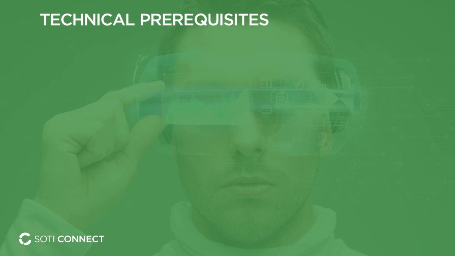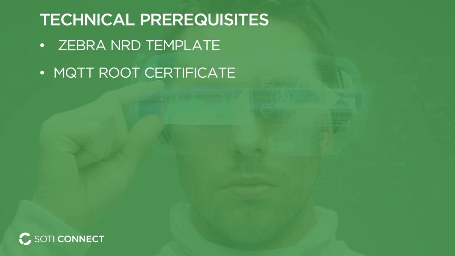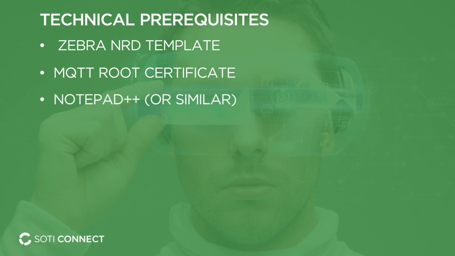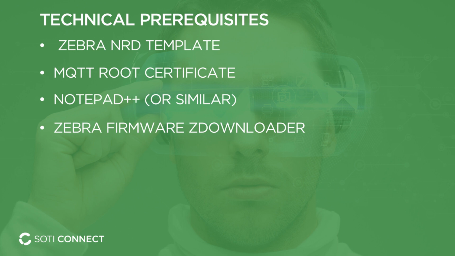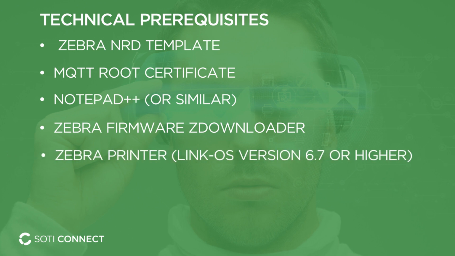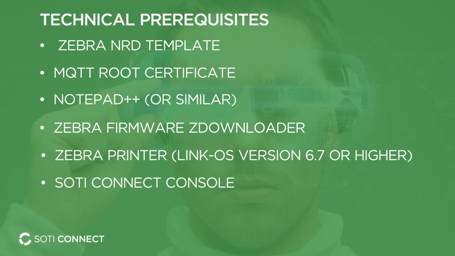You will need the following: the Zebra NRD template, an MQTT root certificate, Notepad++ or a similar text editor, the Zebra firmware Z downloader, a SOTI Connect supported Zebra printer upgraded to the latest Link OS version, which could be either 6.7 or higher, and lastly, access to a SOTI Connect console. Now that we are all set, let's start configuring.